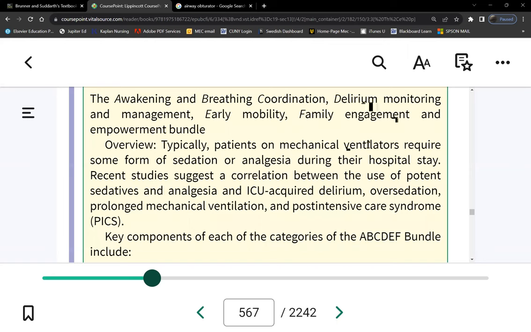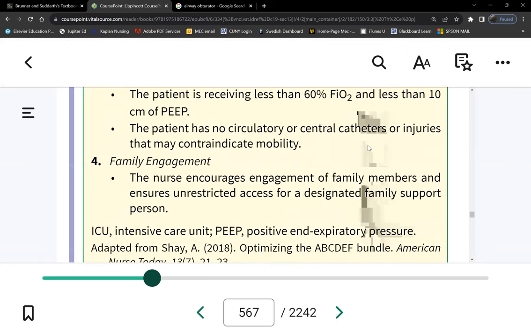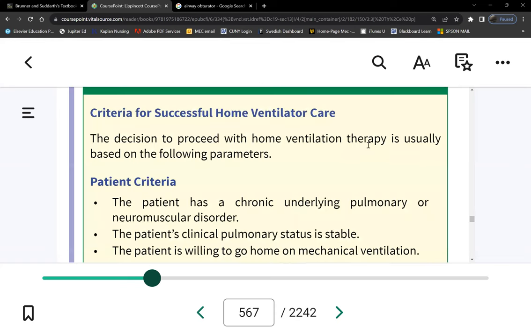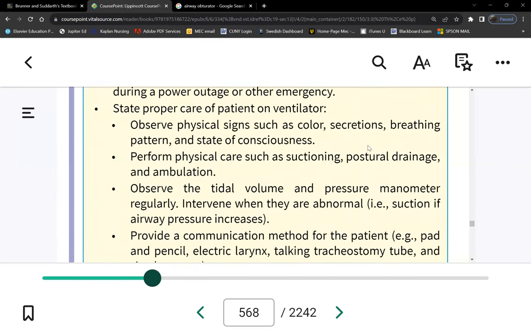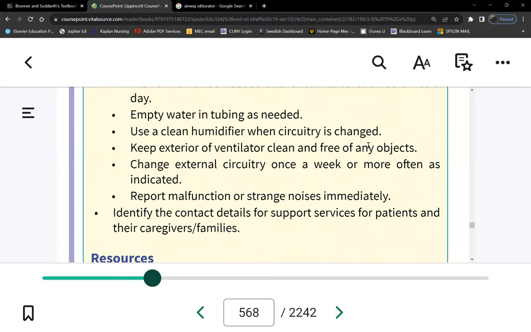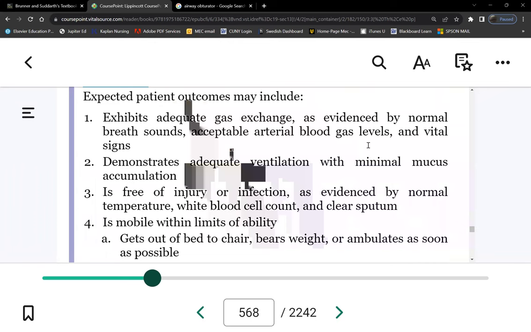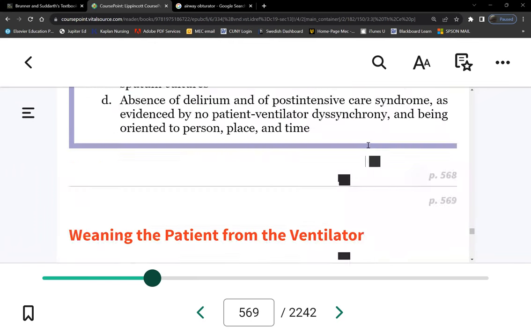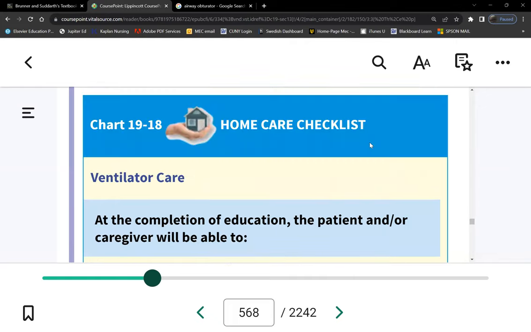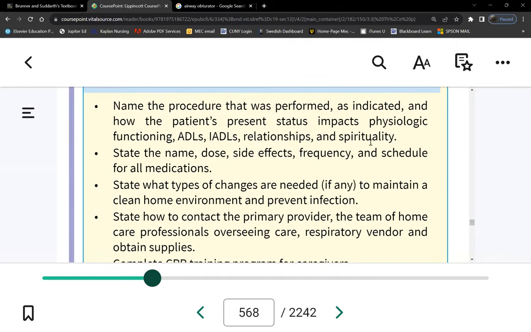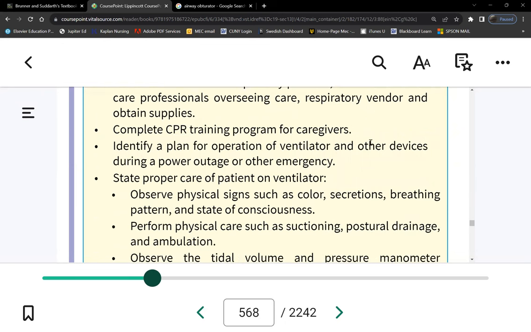Let's go to the bundle. Okay, take this down, all of you, and write. Part of the bundle, ventilator-associated pneumonia bundle. Okay, number one, oral care every 2 hours. Oral care every 2 hours.